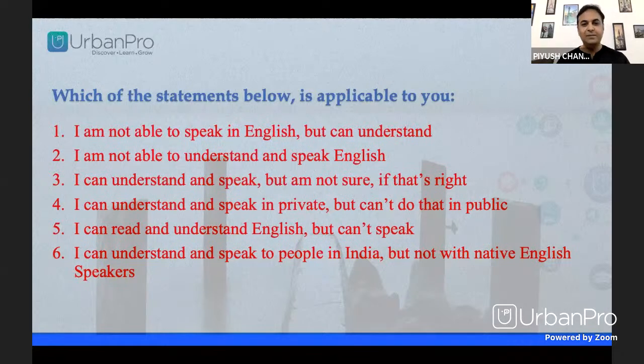His question is, I can understand and speak, but not sure if that is right. I think that's very nice. He's at point number 3, which is that he can understand and speak, but he's not sure if that's right. And like I said, he is at step number 1. He needs to get that confirmation.